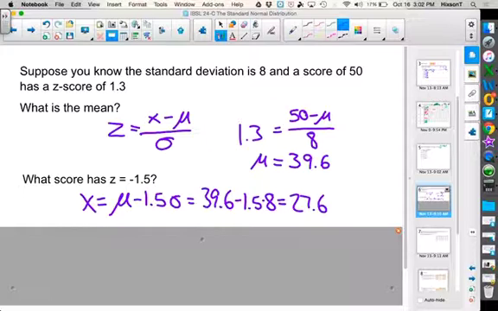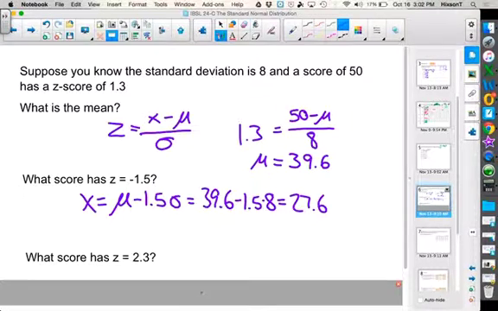Any questions so far? Try this one. Similar question. What score has a z equal to 2.3?